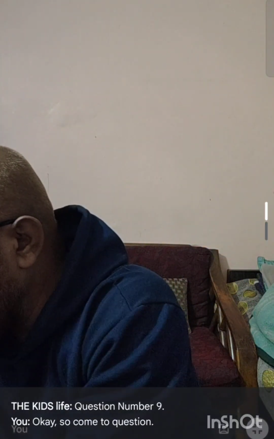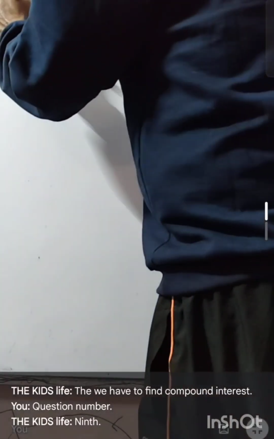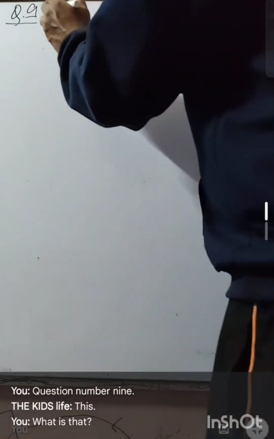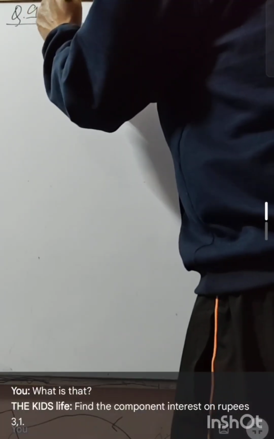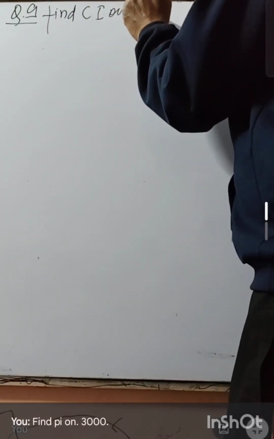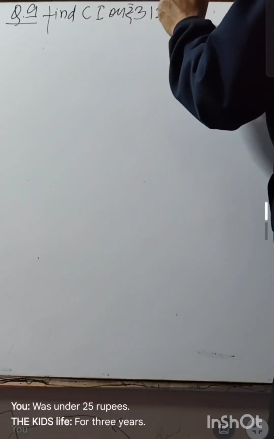Okay. So come to question number 9. We have to find the compound interest on rupees 3,125 for 3 years.